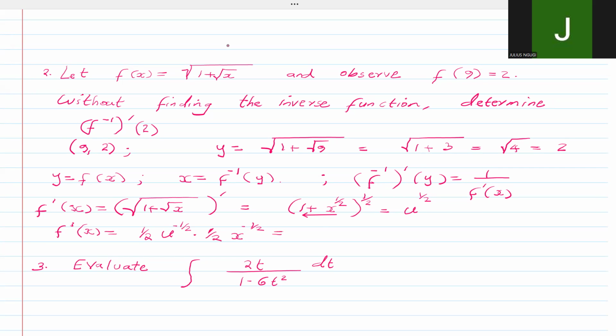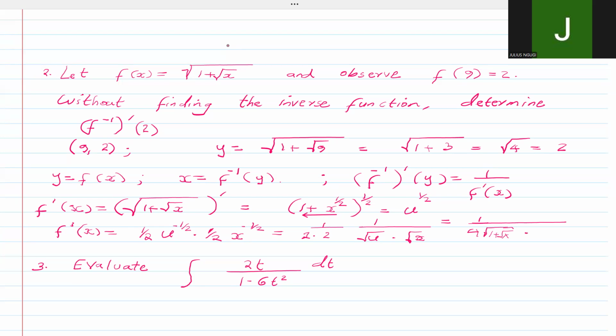If you arrange it well, you get a half times 2 times another half, so that's 1 over 4. Then, because of the negative exponent, if you do the reciprocal, you get root of u times root of x, and the reciprocal gets rid of the minus sign. So you get 1 over 4, and let me extend this to get root of u, and u, if you check there, was 1 plus root of x.